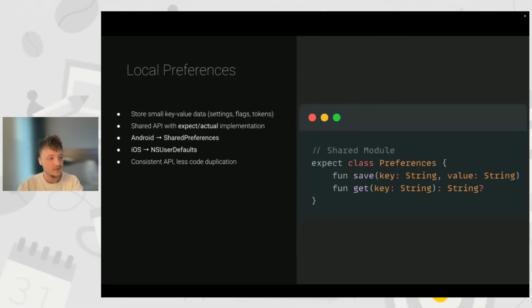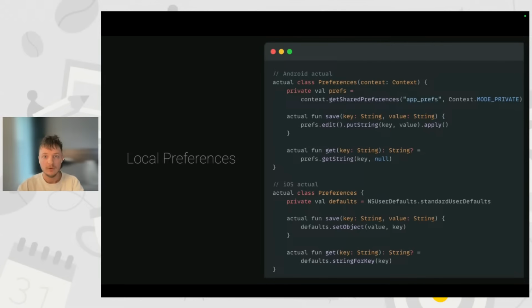Talking about local preferences, we should do that using the expect actual mechanism again. Obviously, the Android part uses SharedPreferences, while iOS uses NSUserDefaults. So that's why we have to implement this component for the particular platform. For example, this example illustrates so. As you can see, for the Android actual class, we are using here SharedPreferences, while for iOS here we are using NSUserDefaults.